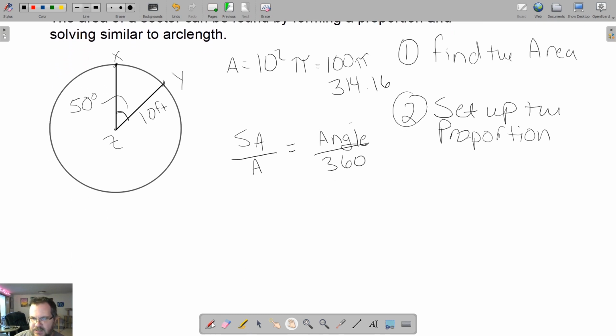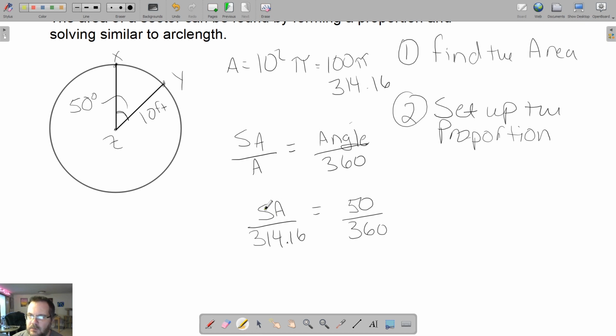So from here, to actually set this up using our values, I'm going to replace the sector area with just sector area, because I don't know what that is, and that's what I'm trying to find. But I do know what the area is. The area is 314.16. The angle is 50, and 360 degrees is 360 degrees.